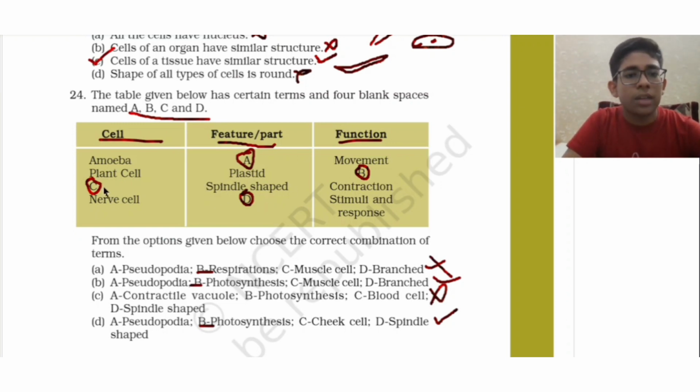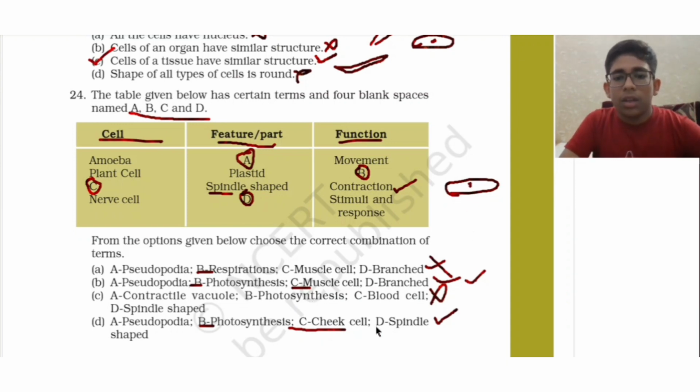Moving to blank C, we have to name the type of cell, and its feature is given as spindle shaped and its function is contraction. We know that contraction is done by a spindle shaped cell in the human body, that is the muscle cell. So let's check. Here these two options are already incorrect. We have to check only options B and D. In option B it is muscle cell, yes it is correct. And in option D it is cheek cell. The cheek cell does not have a spindle shape, it has a squamous shape, and you will learn that it is squamous epithelium. And the muscle cell is correct. So option B is correct.